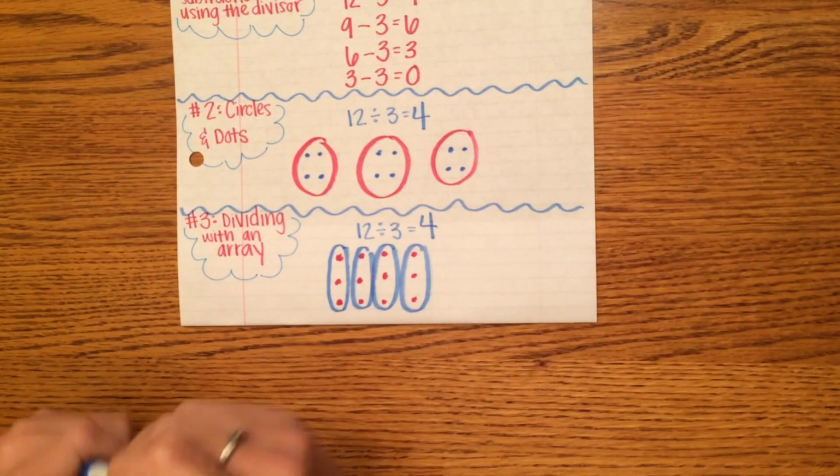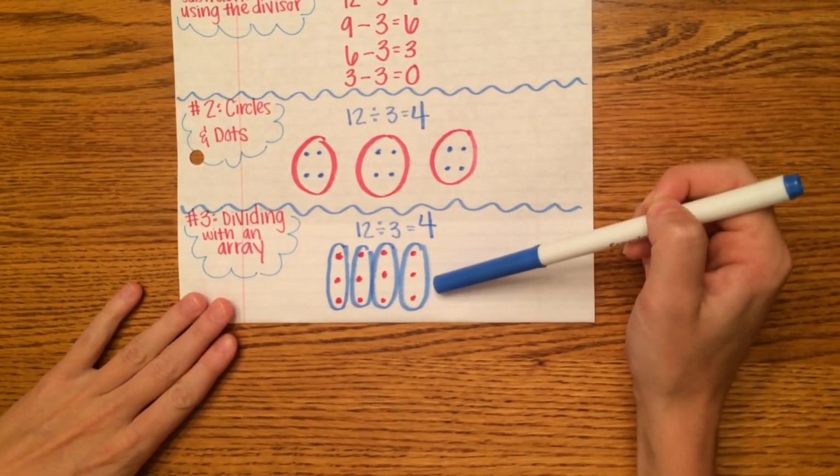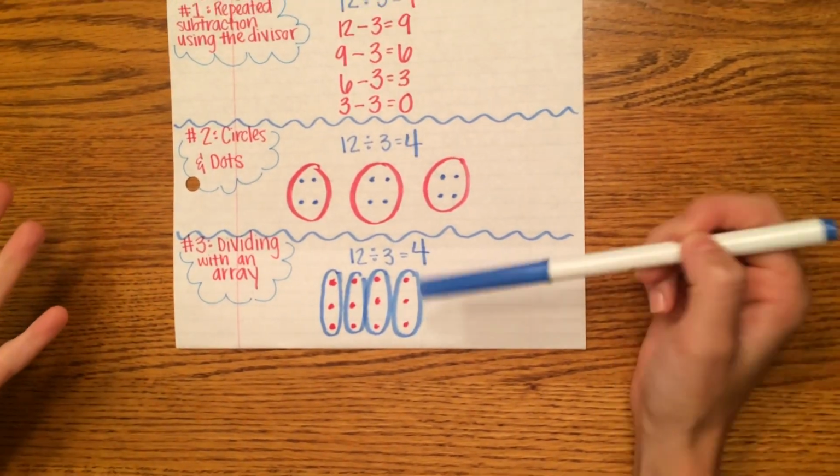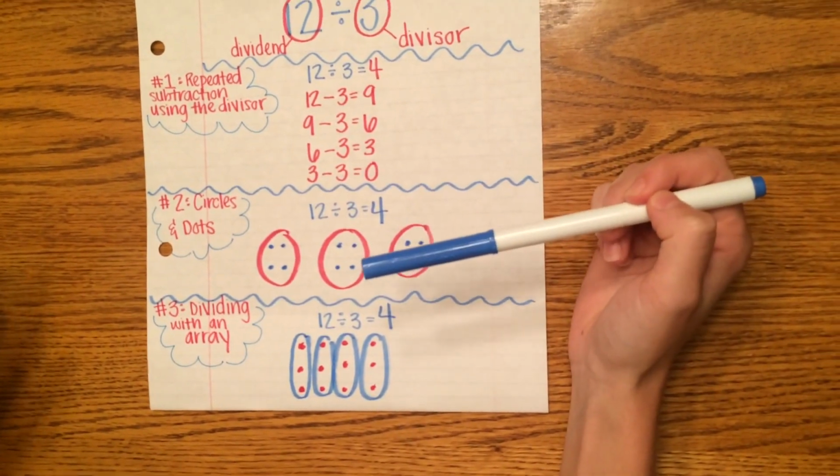So after looking at and using all 3 of my strategies, I have proven to you 3 different ways that 12 divided by 3 equals 4.